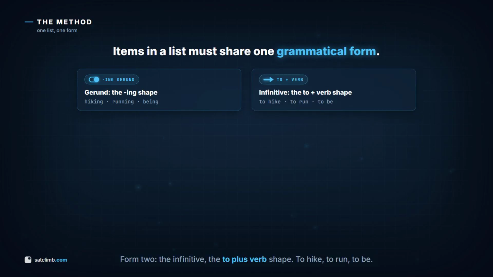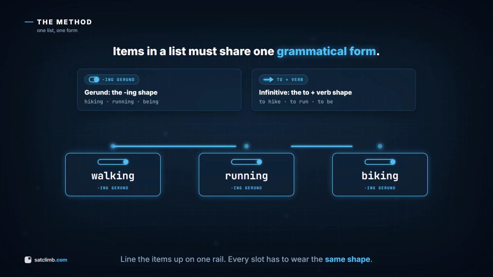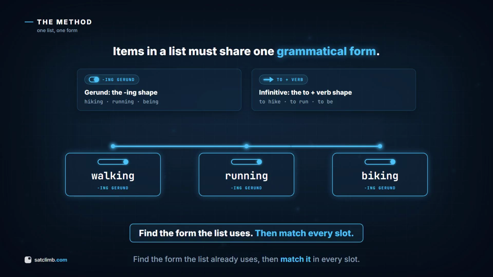Two forms trip students up the most. First, the gerund, the ing shape: hiking, running, being. Second, the infinitive, the to plus verb shape: to hike, to run, to be. Line the items up on one rail. The first item sets the form, and every slot after it has to match. Don't pick by sound. Find the form the list already uses, then match it.